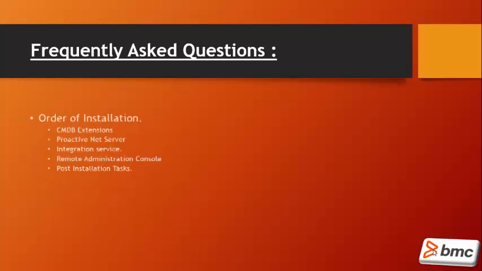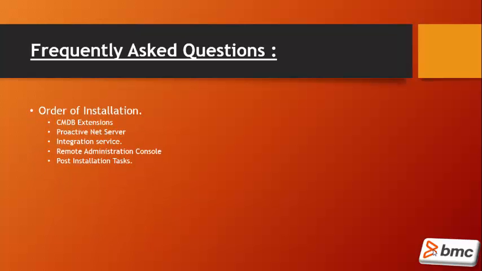First is the order of installation. The Fixpack should be installed in the following order. Upgrade CMDB extensions to Fixpack 1 on the CMDB server. Then upgrade the ProactiveNet server. Next, upgrade all the integration services in your environment. And lastly, upgrade the remote admin console. There are also a few post-installation steps mentioned in the documentation for your reference.